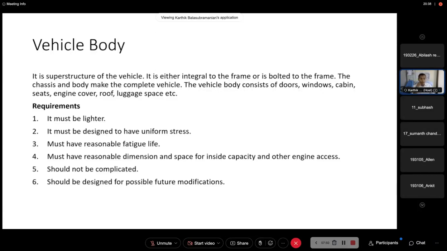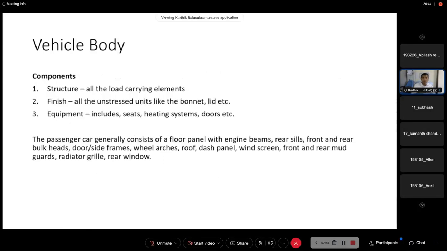Now let's look at the entire structure. You can look at the details. The structure means all the load carrying elements. The finish means all the unstressed units like the bonnet lid and the door. The door also comes under unstressed units, right? The equipment includes the seats, heating system, etc. All these things put together form the vehicle body, right?